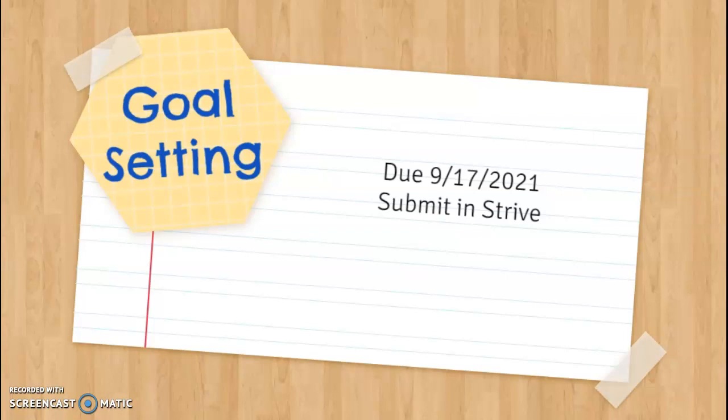The second one is going to be based on your student growth. So that goal is going to be to create or detail some sort of action that will help your students grow.